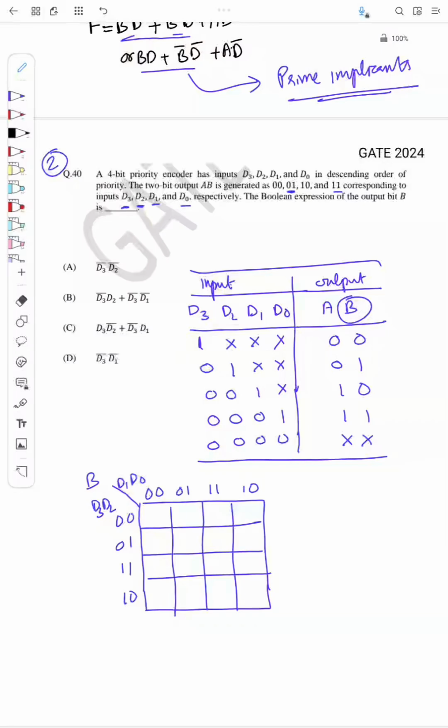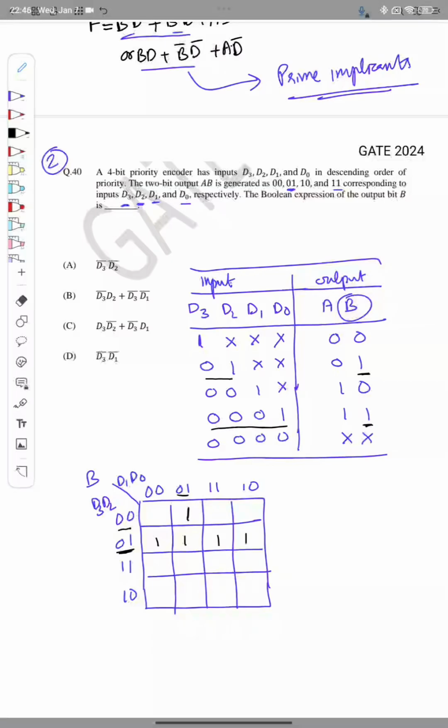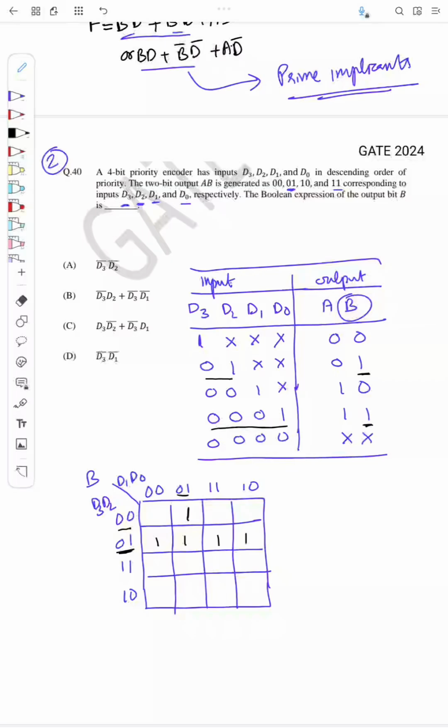So here when does B become 1? For this case, that is when D3 D2 is 0 1 and D1 D0 is don't care. So D3 D2 is 0 1, and for whatever value of D1 D0, for all these cases the output B will be 1. Okay, and for this case, when D3 D2 D1 D0 is 0 0 0 1, B is 1 also. And for the case 0 0 0 0, B is don't care.